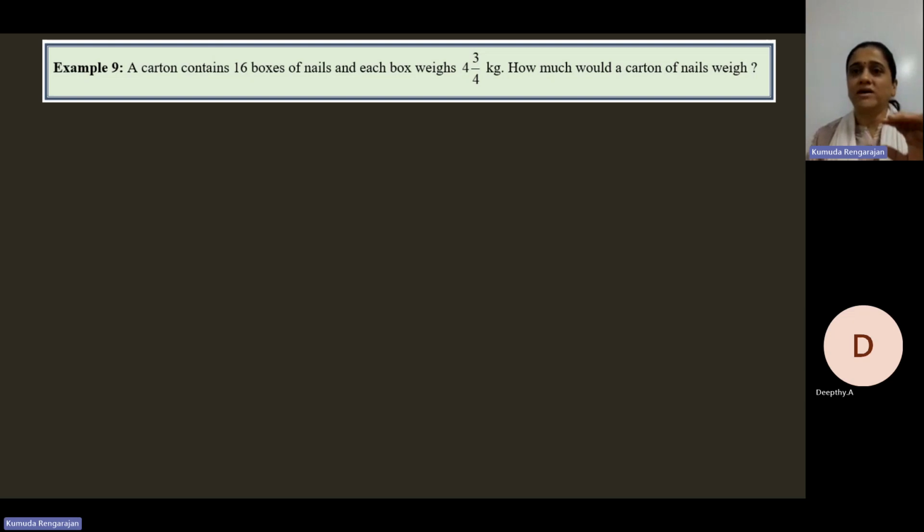Okay, imagine there's a big box. Inside the big box, there are 16 smaller boxes. What is given to you? The weight of one small box is given. Now, what will be the weight of the big box? It is equal to the weight of all the 16 small boxes, right? The weight of the big box is equal to the weight of the 16 small boxes.